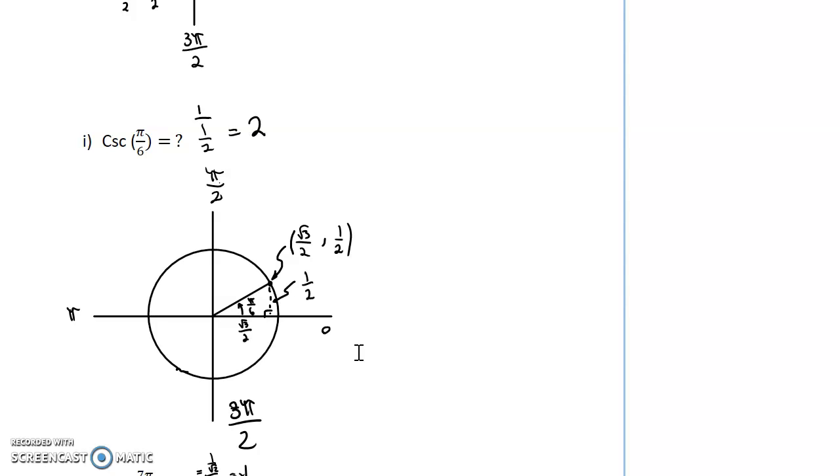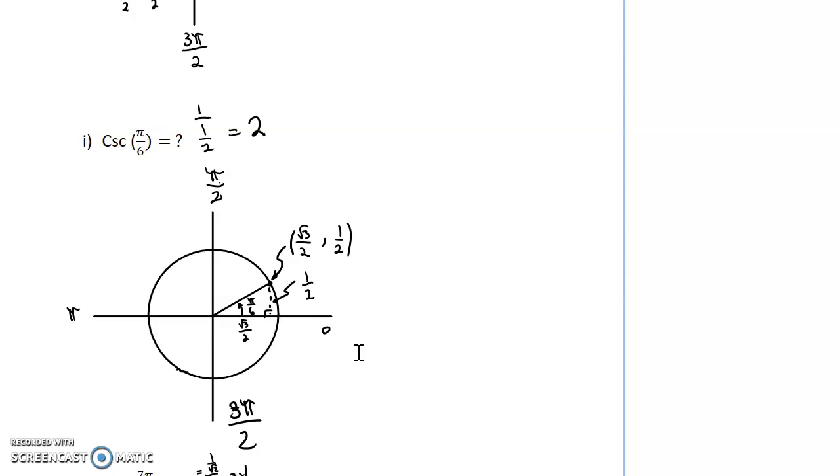Again, first construct the terminal arm for the angle at pi over 6, then identify the coordinates of its POI with the unit circle by realizing the related acute angle is pi over 6, and that a special triangle can be constructed by drawing a vertical line to the x-axis. The coordinates of the POI are √3 over 2 and 1 over 2.